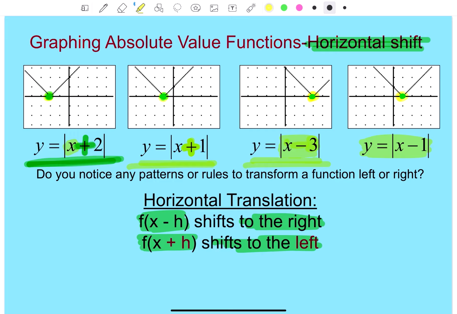So the origin or vertex of the graph gets shifted from (0, 0) to this new vertex. For this graph, the vertex gets shifted to (-2, 0) and (-1, 0). And here it's going to be (3, 0), and here it's going to be (1, 0).